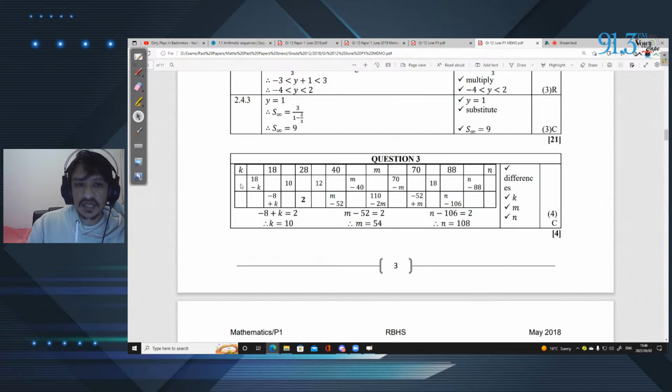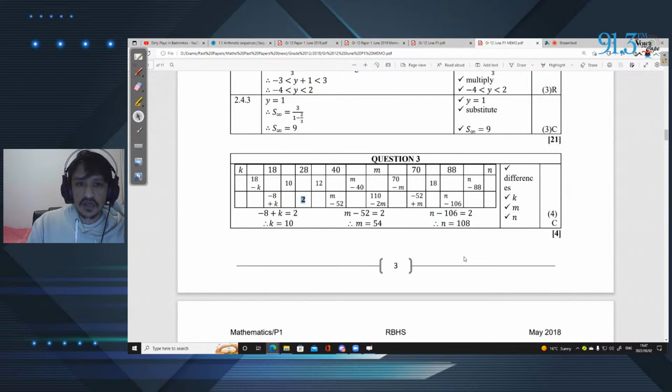In the second row, what they did was they found the differences between each term. This is the difference between the second and first term, 18 minus K. This is the difference between the third and second term, it's 10, so on and so on. And then they laid this out. Then they got to the second difference, and we found that the second difference should be 2 consistently throughout, because they tell us the second difference is constant. So here we got negative 8 plus k, here we got 2, m minus 52, so on and so on.